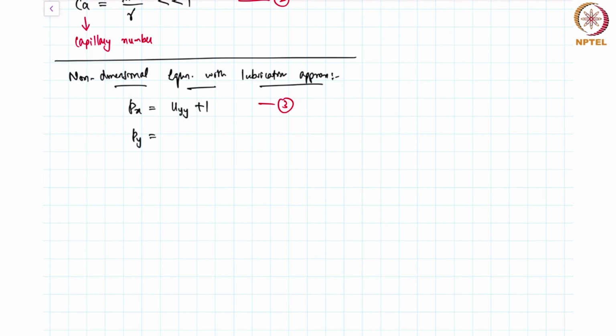Py is just 0. That's 4. And the continuity equation, that's Ux plus Vy is equal to 0. That's 5. So these equations 3, 4, 5 that you see are the equations from lubrication approximation. These equations were also derived when we did the lubrication approximation, except that in some problems we didn't have gravity. So the idea of non-dimensionalization is as follows.